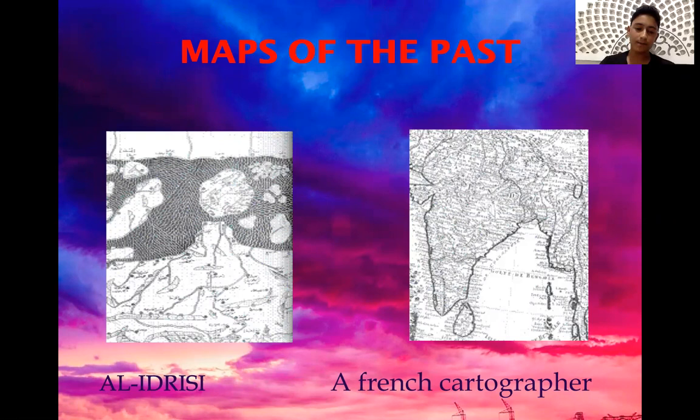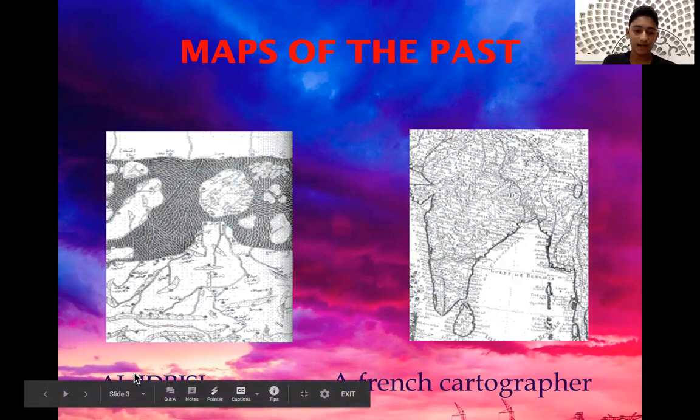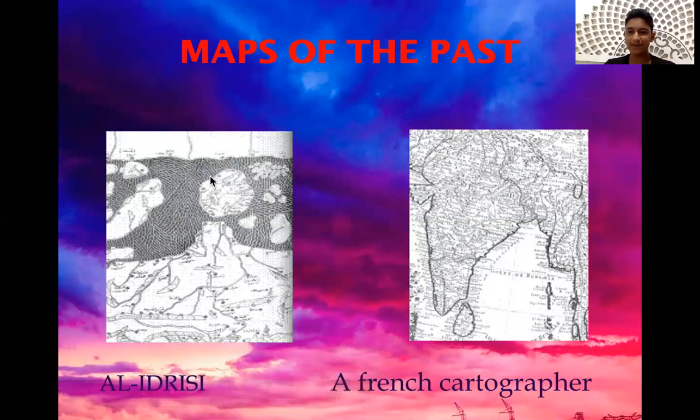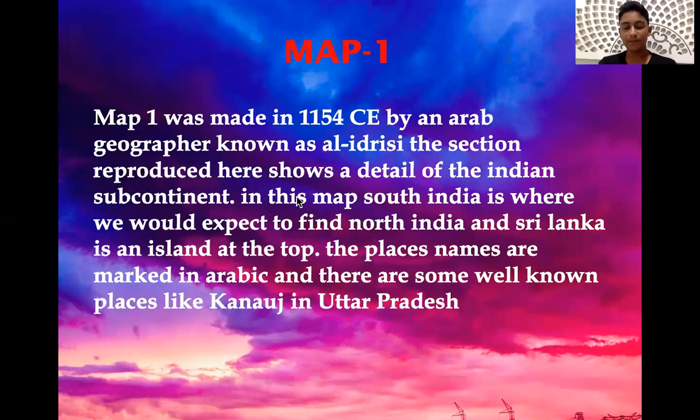The first map was made by an Arab cartographer known as Al-Idrisi, and the second map was made by a French cartographer. Now, this first map is for some reason upside down. I did not flip it, it's made this way. Let's talk about this first map. It was made in 1154 CE by an Arab geographer known as Al-Idrisi.